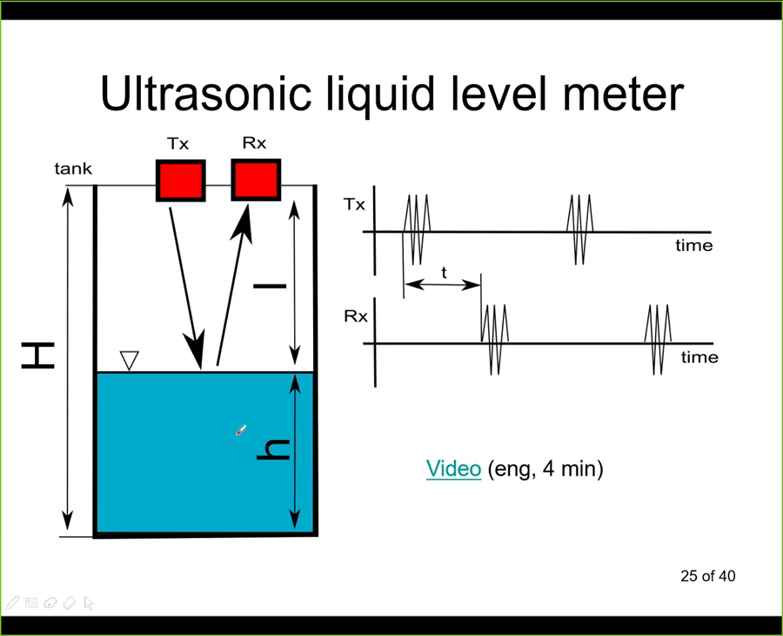Now we're looking for h for the liquid level, not for distance. But if we know the height of the tank, we can simply subtract the measured distance from the tank height. So this is nothing else than a distance sensor.